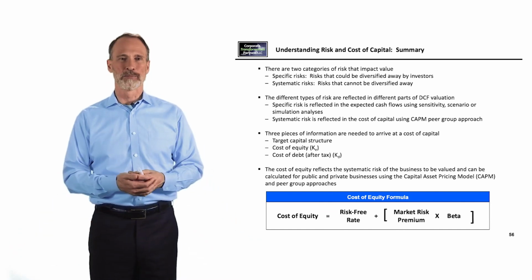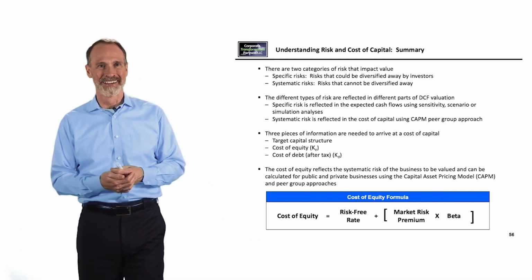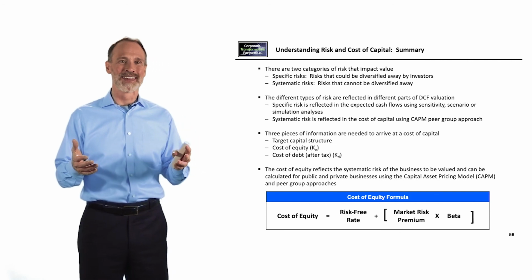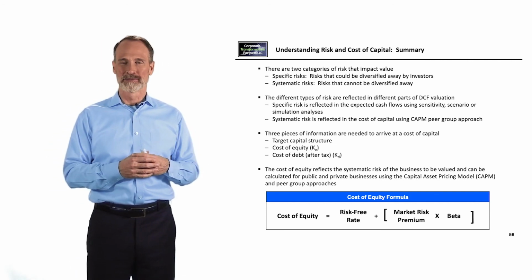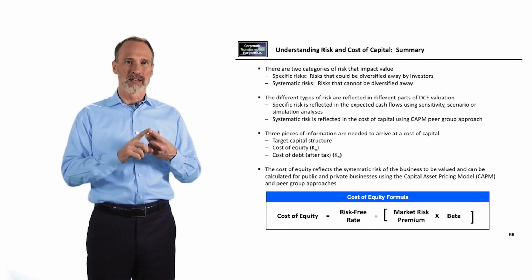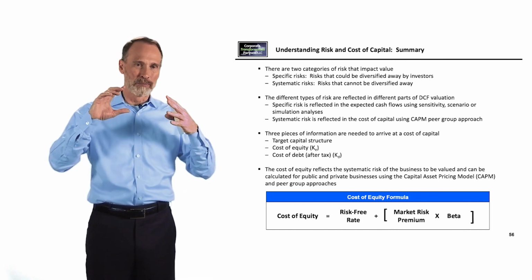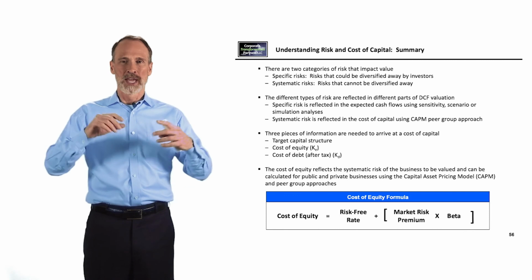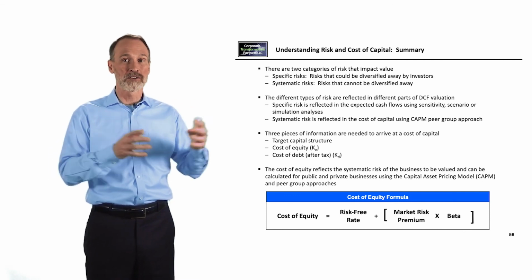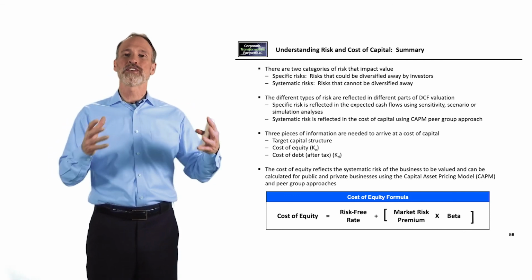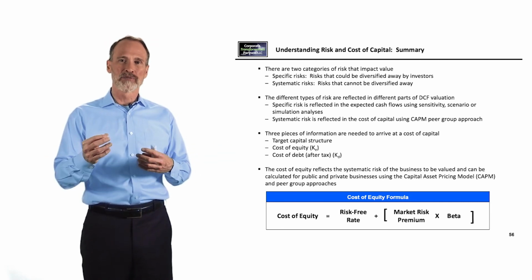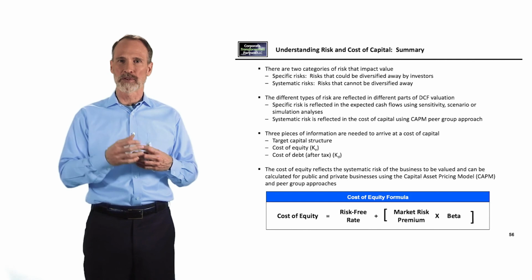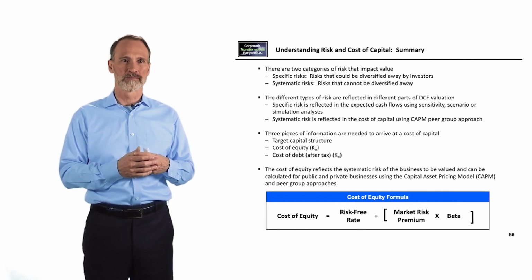So, my goodness, we've been through a lot together in this section, haven't we? The summary of this section is that there's two basic categories of risks that impact value. Specific risk, that are risks that can be diversified away by investors and are adjusted for in the expected cash flows. And then there's systematic risks that cannot be diversified away by investors, and therefore investors require compensation for them in the cost of equity.